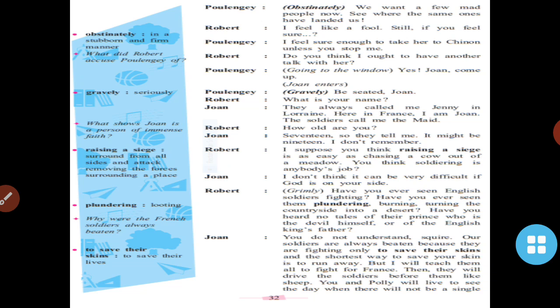Robert, grimly. Grimly means seriously. The word is given seriously. Have you ever seen English soldiers fighting? Have you ever seen them plundering, turning the countryside into a desert? Have you heard the tales of their prince who is the devil himself, or the English king's father? Means Robert here is making Joan understand that whatever you are saying is वो सब सुनने में अच्छा है but it is not possible. Okay, Joan, do you understand, squire? Your soldiers are very beaten because they are fighting only to save their skins. The shortest way to save your skins is to run away. But I will teach them all to fight for France.